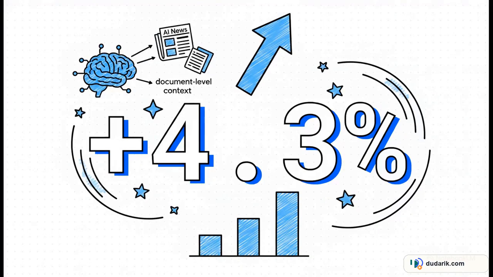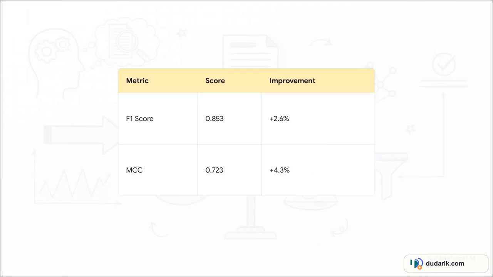The results here are wild. We see a massive 4.3% jump in the Matthews correlation coefficient over the current state-of-the-art bias detector. That is a truly significant leap forward in AI news models and baseline NLP accuracy. Let's break down where that number comes from. Looking at the breakdown, HierBias achieves an F1 score of 0.853, which is a solid 2.6% improvement, and the MCC reaches 0.723, giving us that critical 4.3% jump.